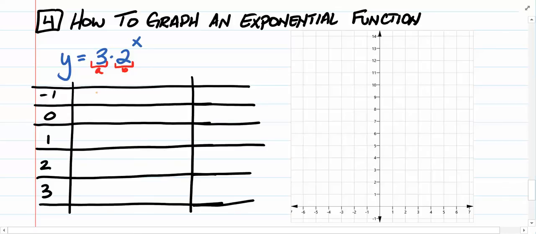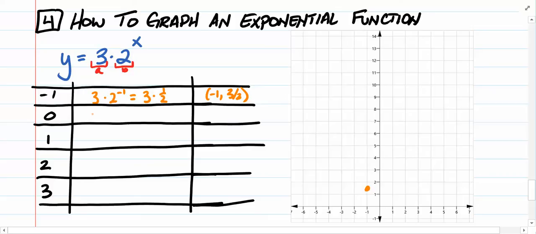So I'm going to do 3 times 2 to the negative 1. Remember, 2 to the negative 1 is the same thing as 1 over 2 to the positive 1. So therefore, I would get 3 halves out of this. So I would have negative 1 comma 3 halves. At negative 1, I'd be up at 1.5, which is the same thing as 3 halves. So I'd be right about here. That's my first point.